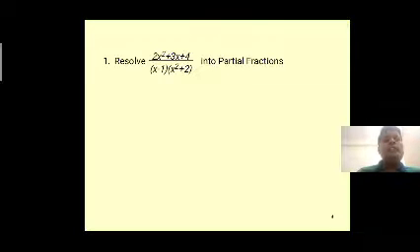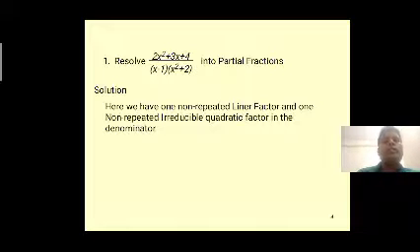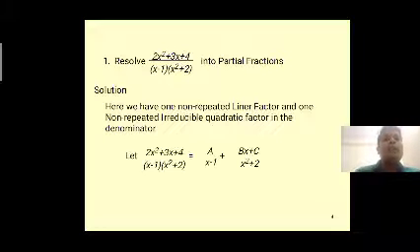In this one, the first problem: resolve (2x² + 3x + 4) divided by (x − 1)(x² + 2) into partial fractions. Here we have one non-repeated linear factor and one non-repeated irreducible quadratic factor in the denominator. You see here x − 1 and x² + 2. x − 1 is the non-repeated linear factor and x² + 2 is the non-repeated irreducible quadratic factor.